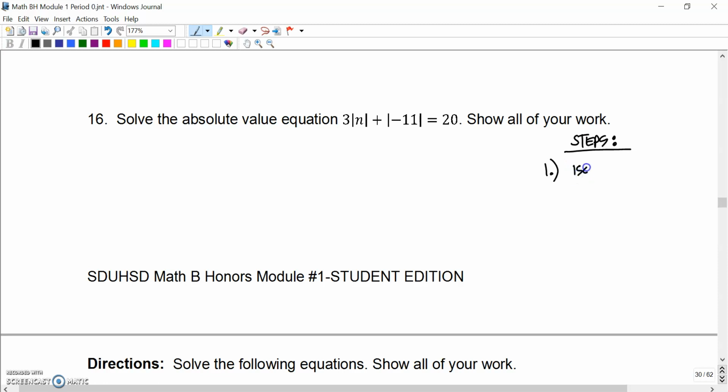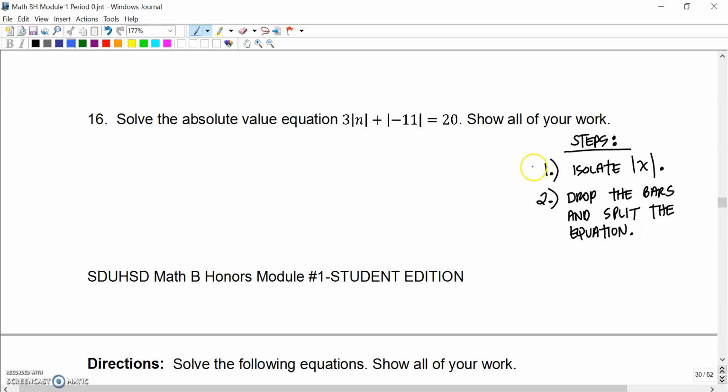Step 1 is to isolate the absolute value of x. So you're going to do everything you can to isolate the absolute value of x, or whatever the variable is, without dropping the bars. Step 2, we're going to drop the bars and split the equation. And I'll demo what this looks like in the next couple of examples.